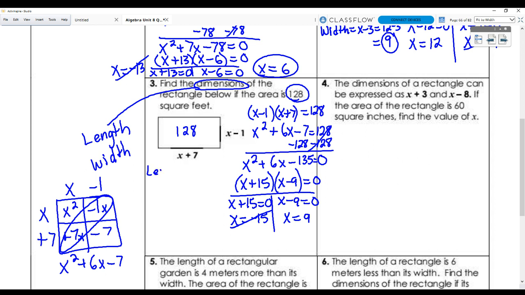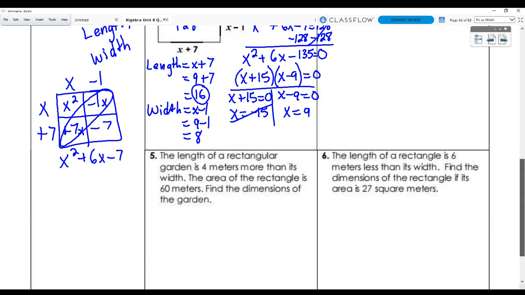And I say length equals x plus 7, which is 9 plus 7, which is 16. And width is equal to x minus 1, which is equal to 9 minus 1, which is equal to 8.